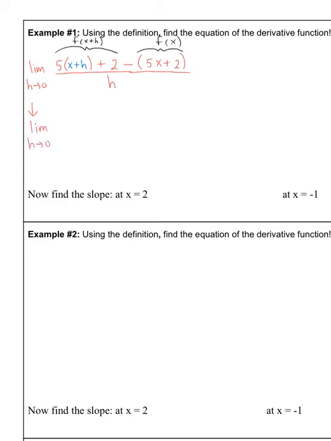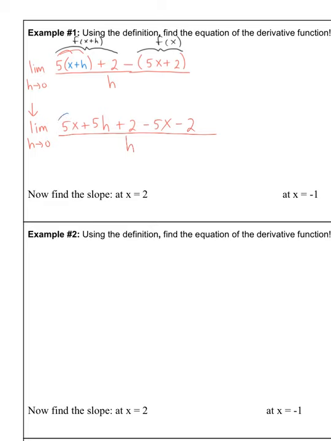We expand that numerator. We have to distribute this 5. So we get 5x and then plus 5h. You work from left to right. Now we have plus 2, so that comes down, plus 2. And here, moving to the right, we have to distribute that negative. We get negative 5x, and then we get negative 2. Don't forget to distribute that negative. All over h.